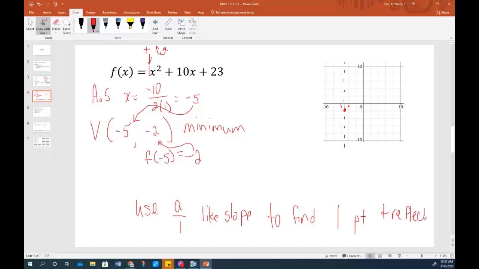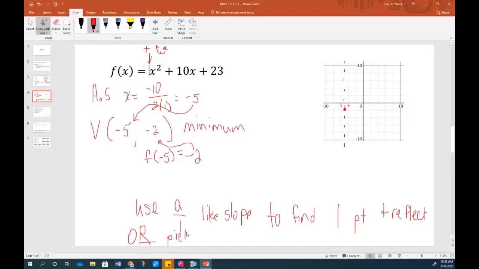Your other option, of course, is just plug in a number. And for many students, that's what they like. So you pick an x and then find a y. And of course, the easiest x to pick is 0 unless that was your axis of symmetry, and then it's not going to do any good. But if I pick 0 here, this thing ends up being 23, which is off my graph. So picking 0 doesn't really work very well for me, but let me bring up the calculator and show you other things you can do.